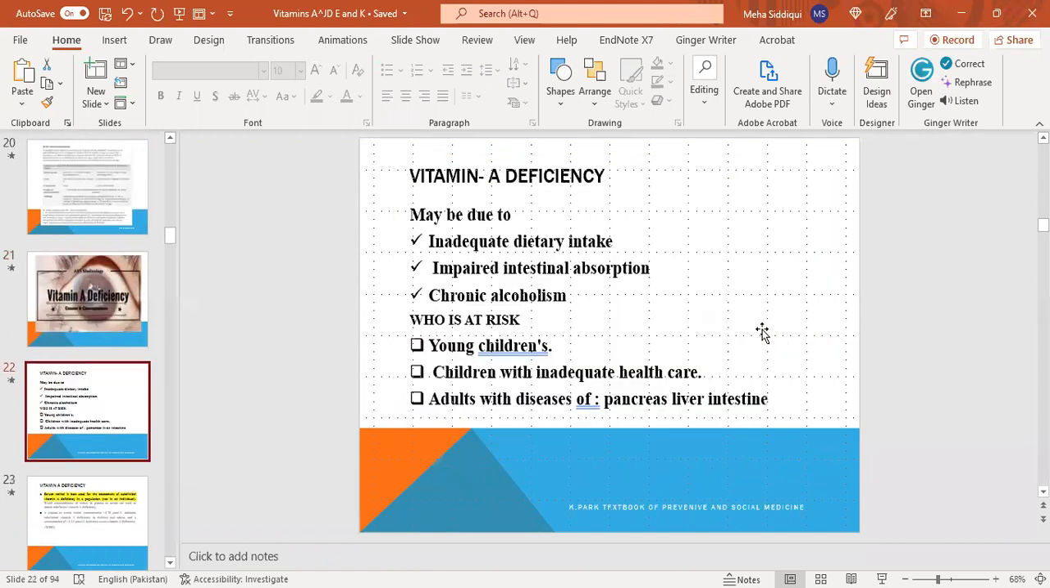Vitamin A deficiency. Vitamin A deficiency can be due to inadequate dietary intake, impaired intestinal absorption, chronic alcoholism, and these are the groups that are more prone to develop vitamin A deficiency. These are young children, children with inadequate health care, adults with diseases of the pancreas, liver, intestine.